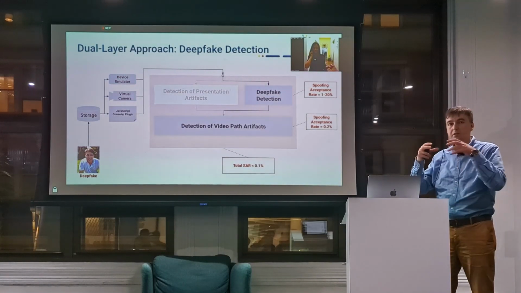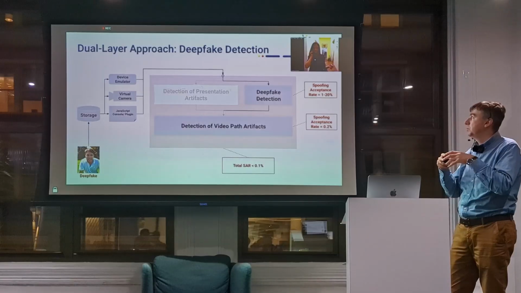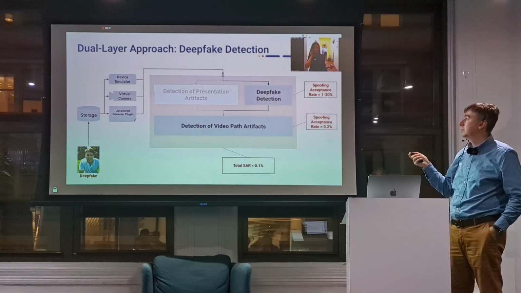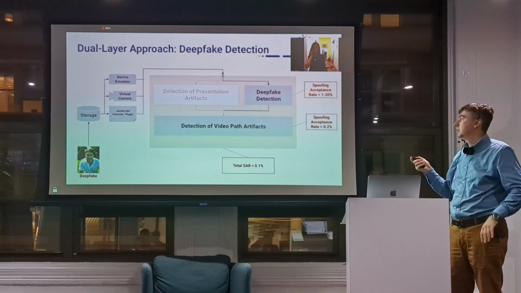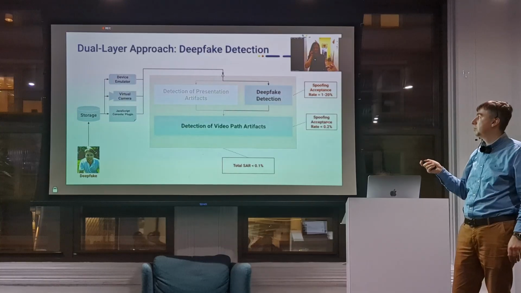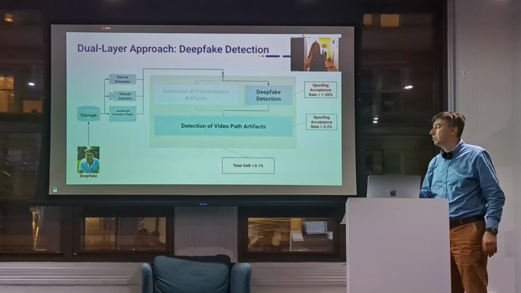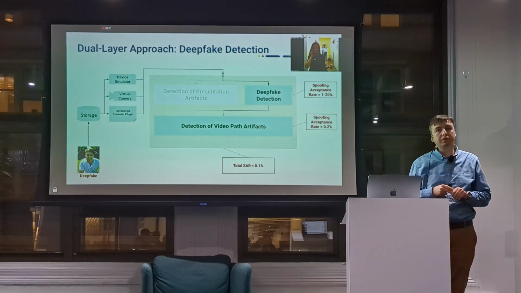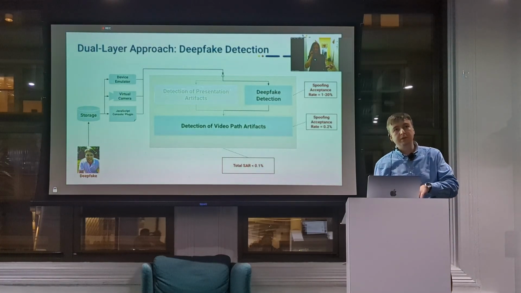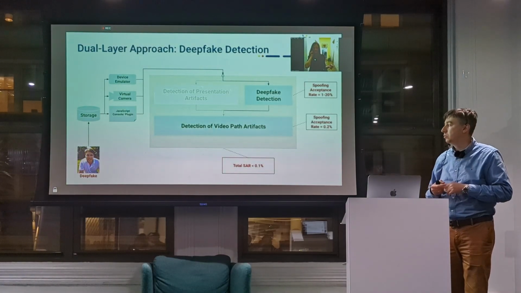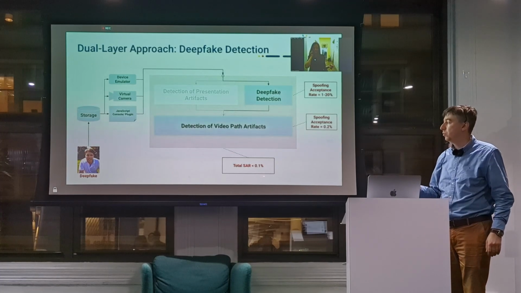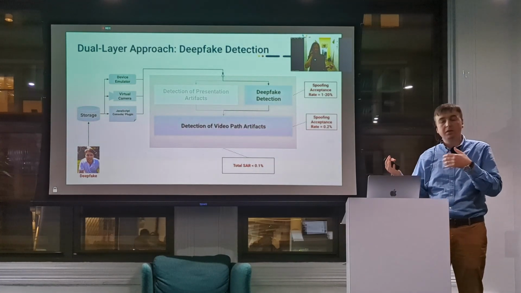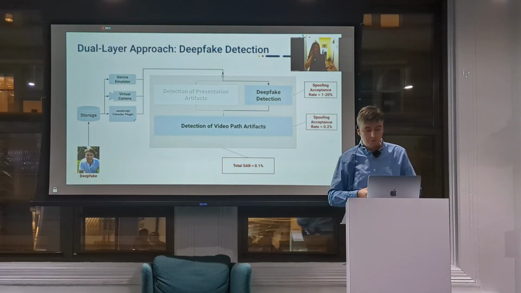Since the deepfake should pass two detectors, we can apply an AND operator, and the spoofing acceptance rate here will be roughly the multiplication of the first number and the second number. So the total spoofing acceptance rate depends on the quality of deepfakes, the operating system, and so on. But usually it is under 0.1% in our system because of the two-layer approach.